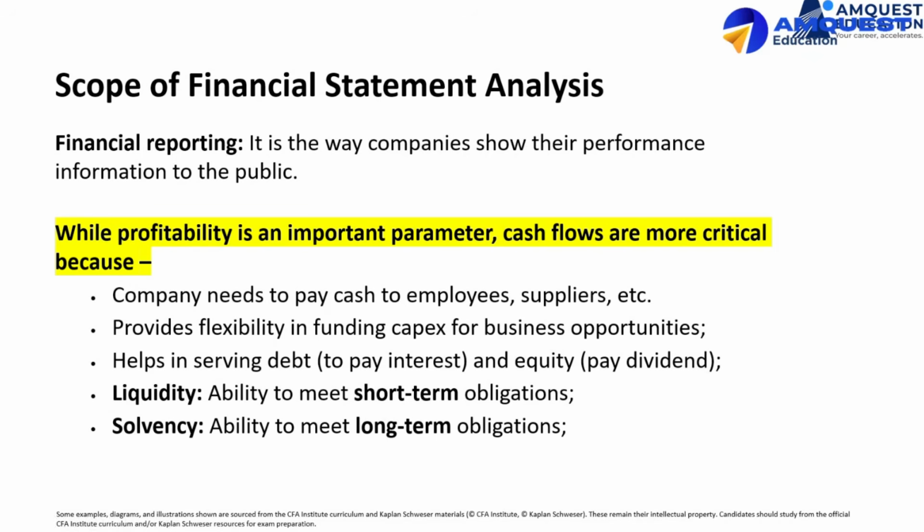Now, scope of financial statement analysis: it is the way companies show their performance information to the public, right? So financial reporting is a way of exhibiting your performance, how good or how bad the business has been over the past quarter or over the past years. While profitability is an important parameter, cash flows are more critical right now. Understand, profitability is good, but what if you don't receive any cash?